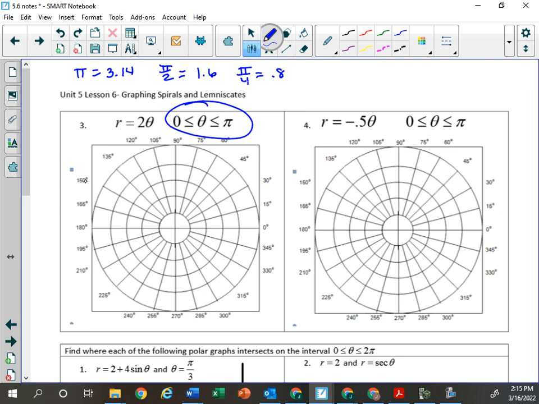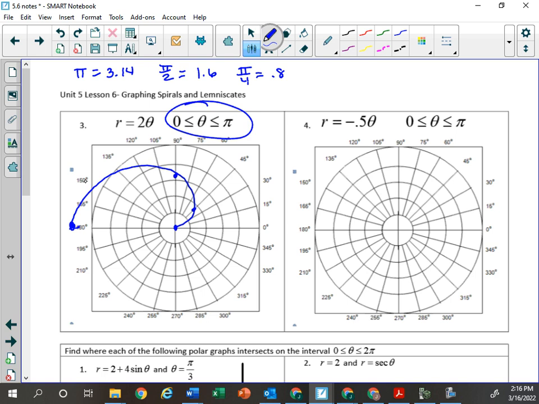So number 3, when you plug 0 in, it's still 0. When I plug pi over 4 in, I get pi over 2 as my answer, so about 1.6, but you're still only graphing it at the pi over 4 angle. Pi over 2 is going to give me 3.14. Pi is going to give me 6.28, so somewhere way out here. So it's just a growing spiral. Okay, we all right with that one?